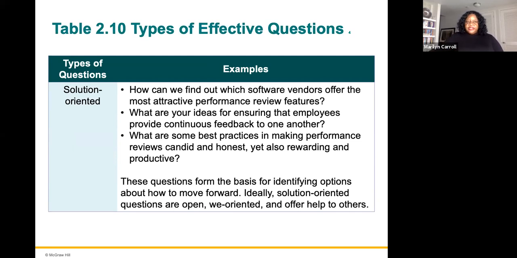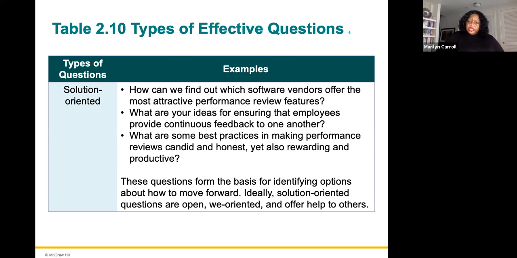All right, so now let's move to solution-oriented questions. So how can we find out which software vendors offer the most attractive performance review features? What are your ideas for ensuring that employees provide continuous feedback to one another? What are some best practices in making reviews candid and honest, yet also rewarding and productive? So these questions form the basis for identifying options about how to move forward.